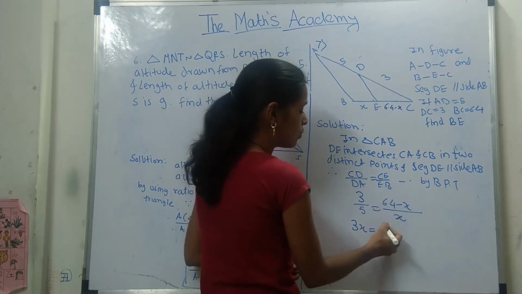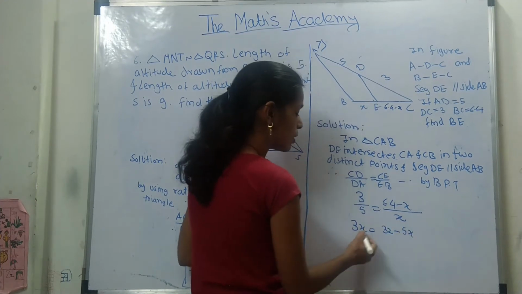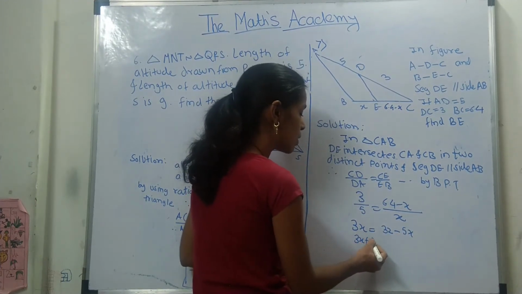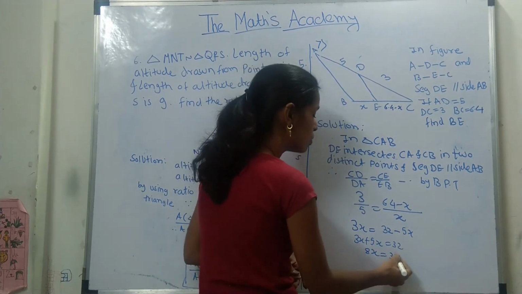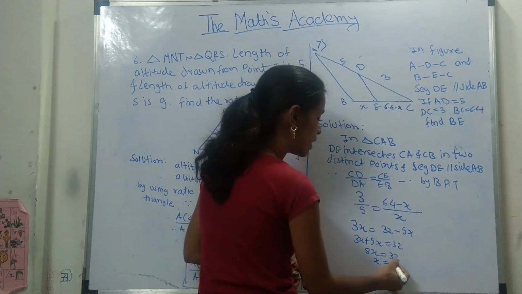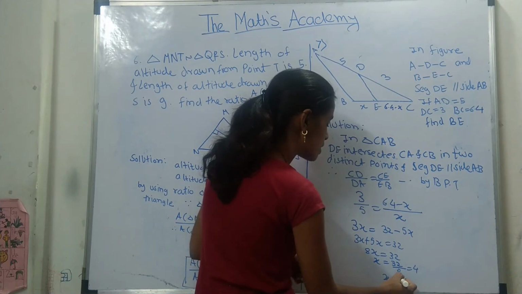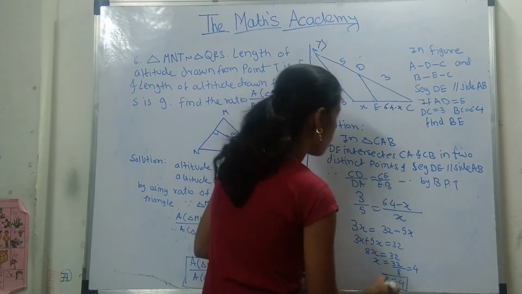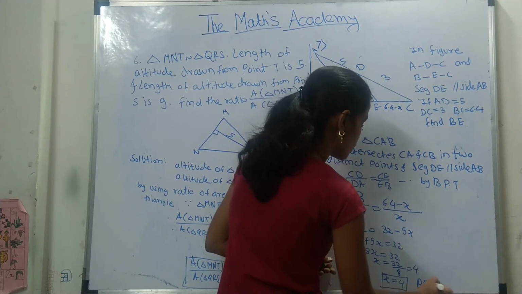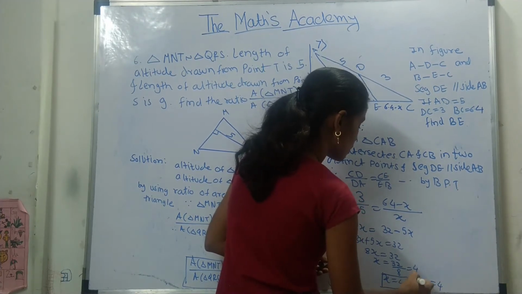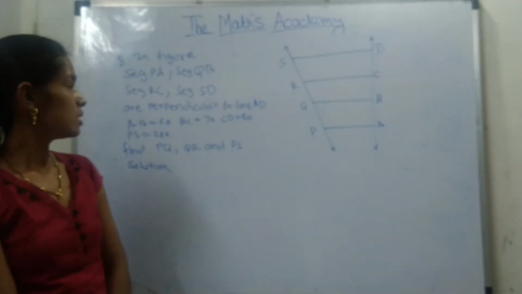5 multiplied by 6.4, you will get here 32.0, that is 32 minus 5x. Now shift this 5x to this side, you will get here 3x plus 5x is equal to 32. 3x plus 5x is 8x, equal to 32. If you divide 32 by 8, 8 fours are 32, and hence the value of x is 4. That is, the value of BE is equal to 4. Hence the solution.